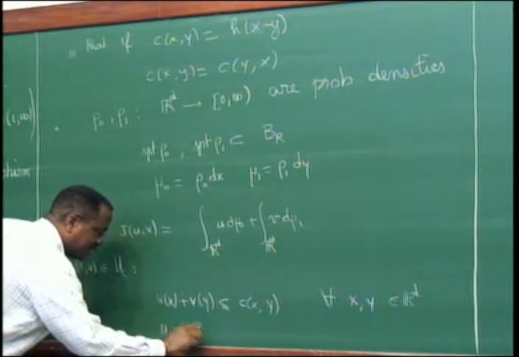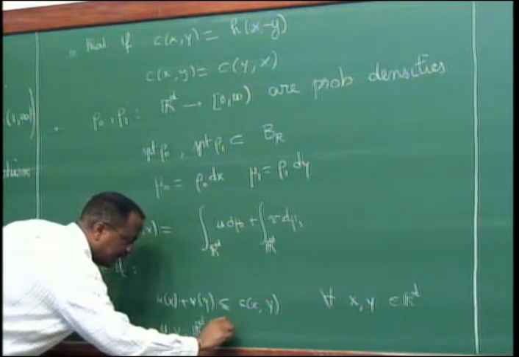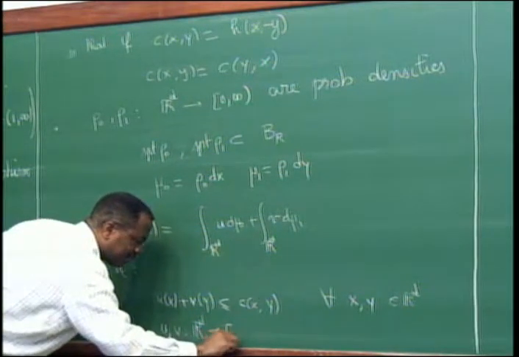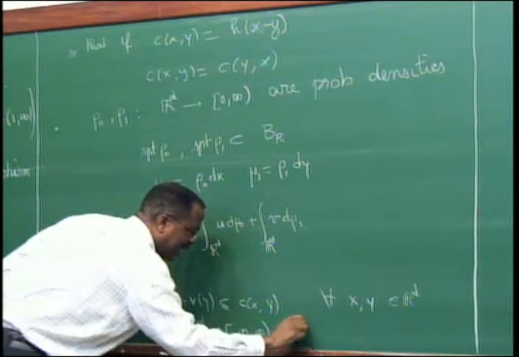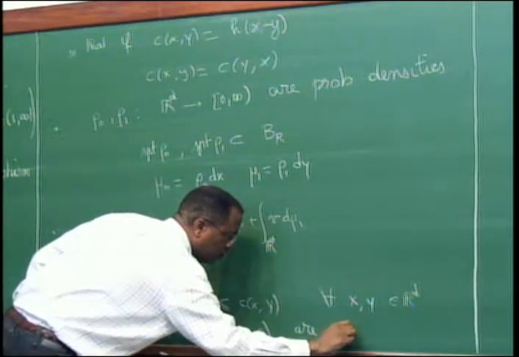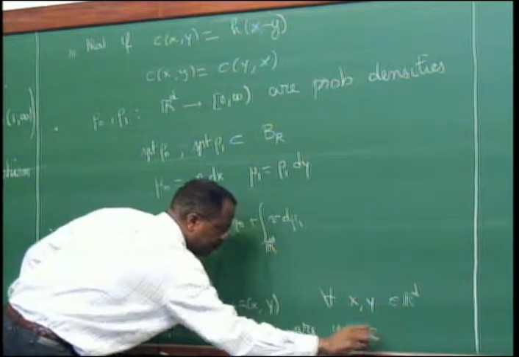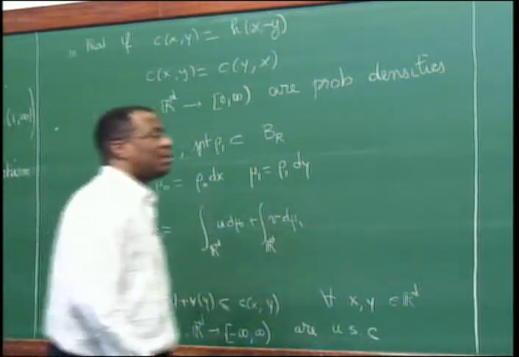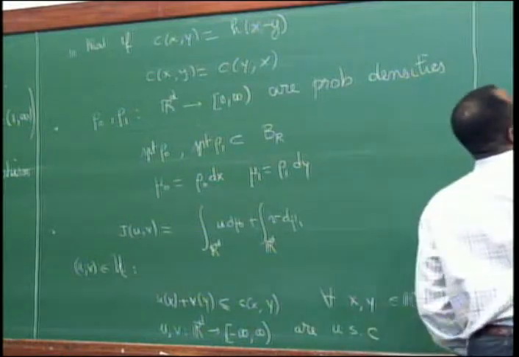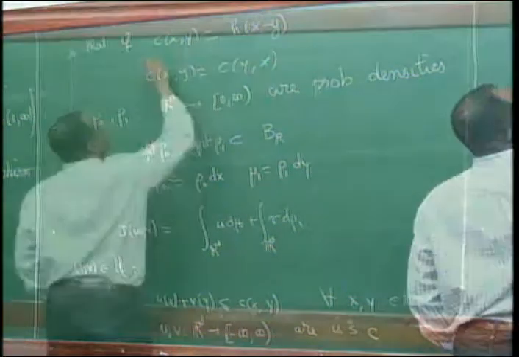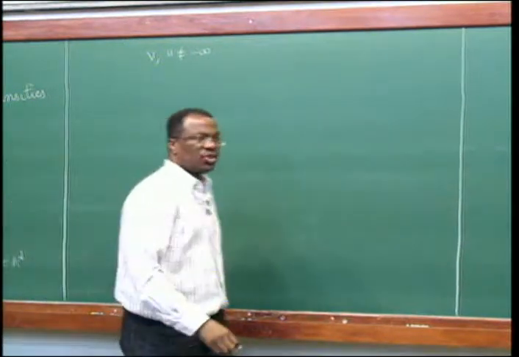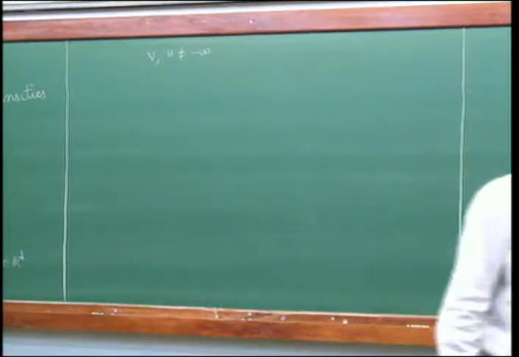u and v from R^d to negative infinity, plus infinity are upper semi-continuous. And I want to exclude the trivial situation. u is not identically negative infinity. v is neither equal to negative infinity.